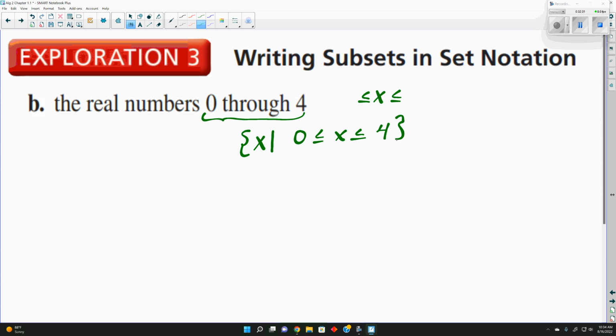So for these, if it's not feasibly possible to write them all out, we can use inequalities. Yes, sir? Can we still do it for the 50 through 54? Yeah, because we could have said 50 is less than or equal to x is less than or equal to 54, and it would have been the same thing. We would have just also had to specify that x is a whole number. That would be the only difference. So we'd say x such that x is a whole number, and 50 is less than or equal to x is less than or equal to 54.